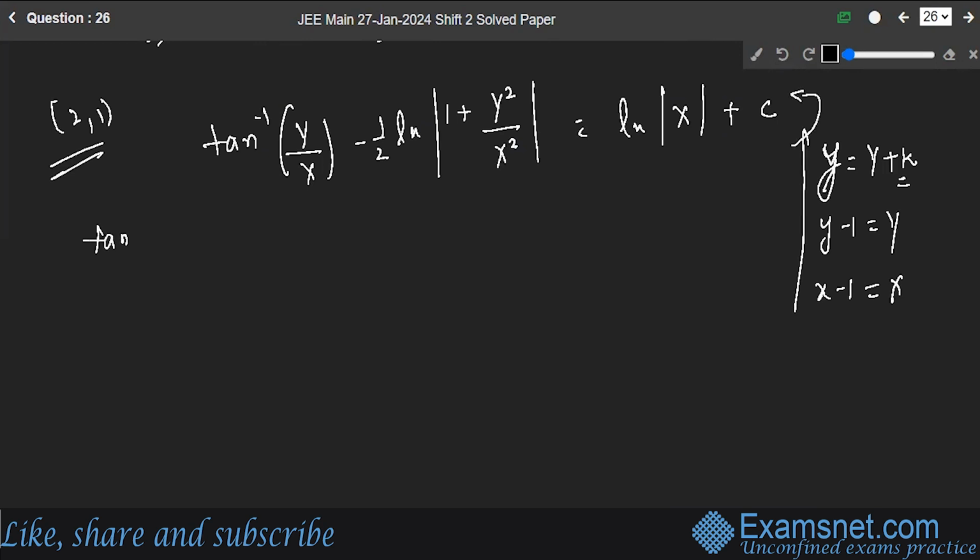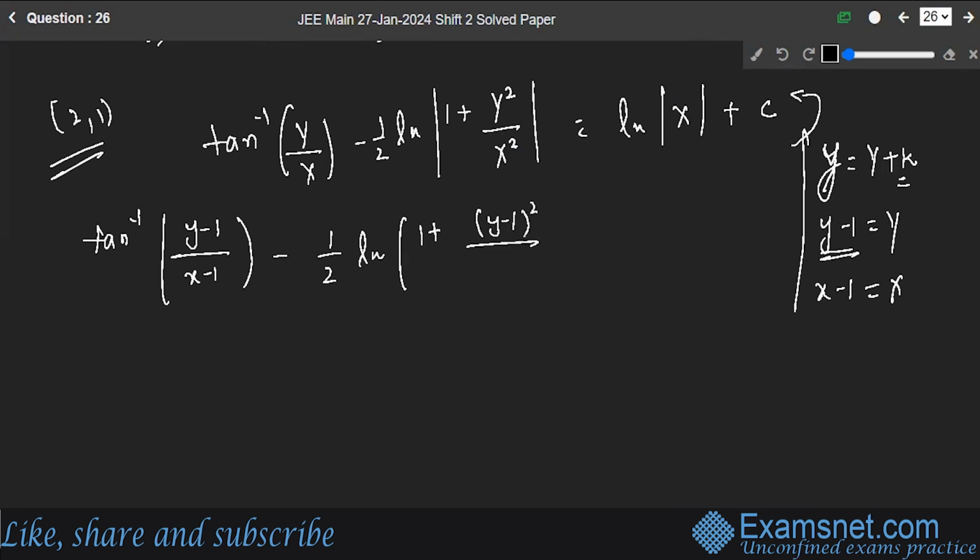So you will have tangent inverse of (y minus 1) upon (x minus 1) minus half log of (1 plus (y minus 1) square upon (x minus 1) square) is equal to log of (x minus 1) plus c. This is under the mod. Even this is under the mod.